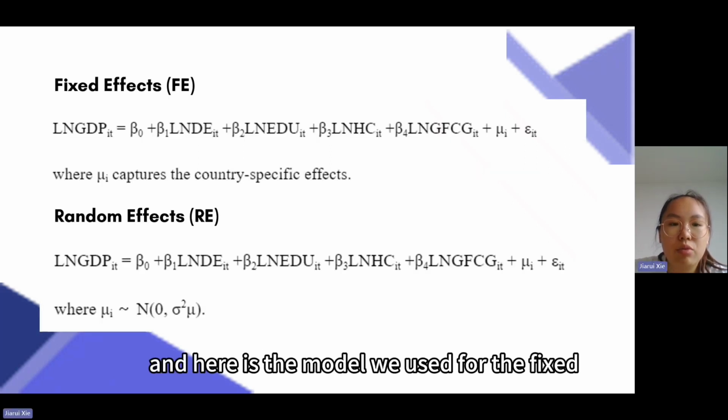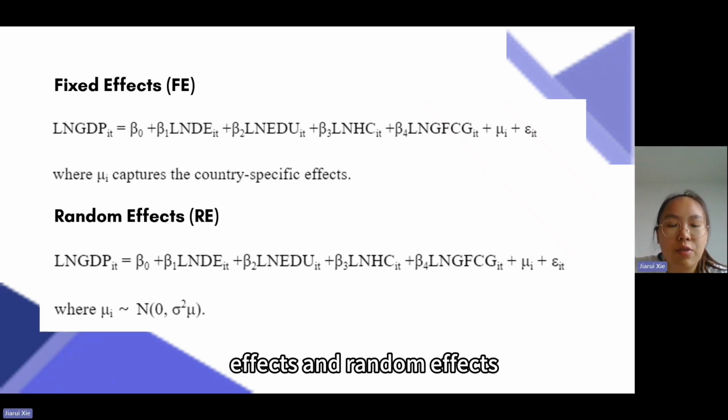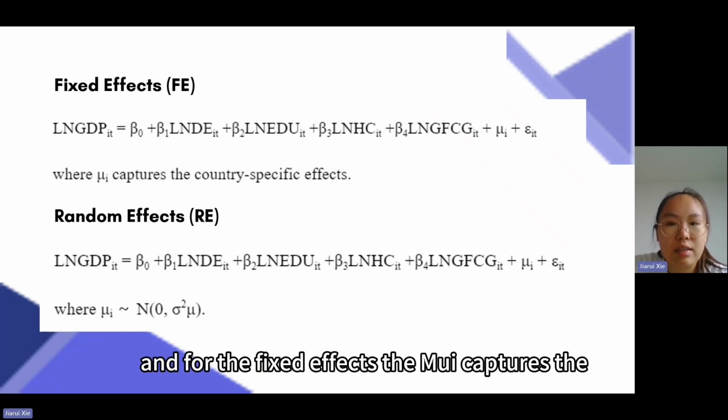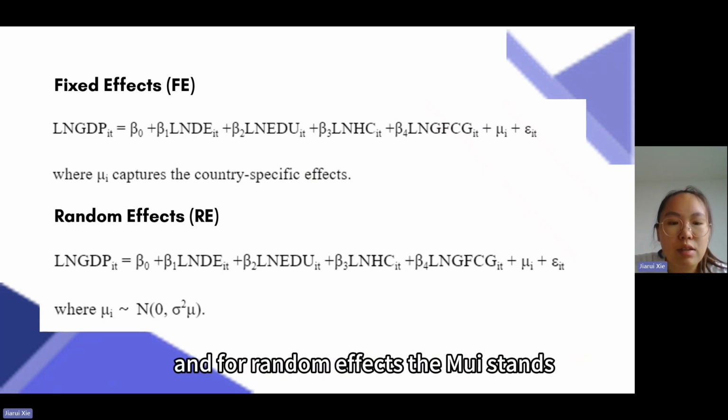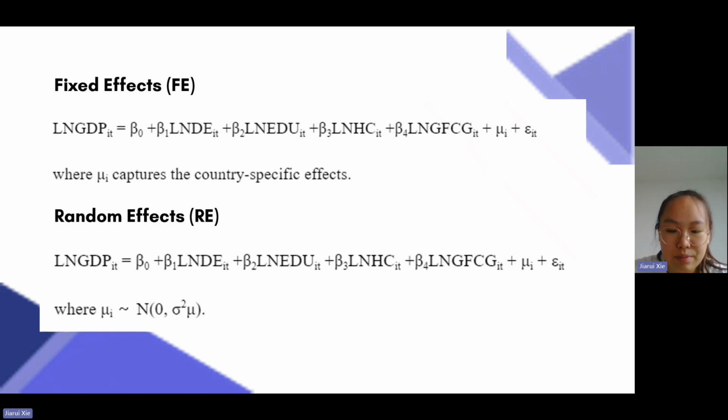And here is the model we used for the fixed effects and random effects. And we use log ordinarity to test all variables. And for the fixed effects, the mu i captures the country-specific effects. And for random effects, the mu i stands for another thing.